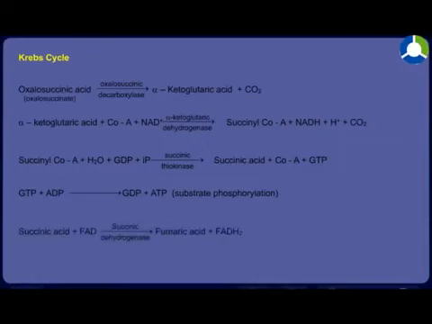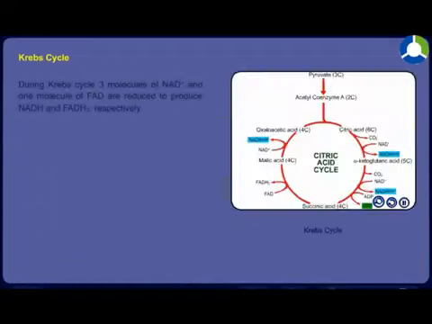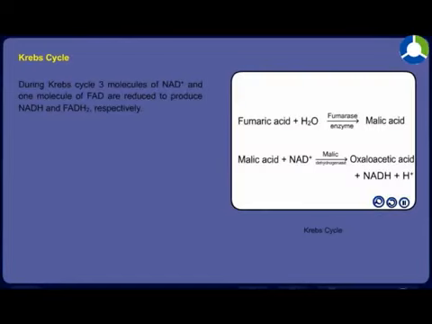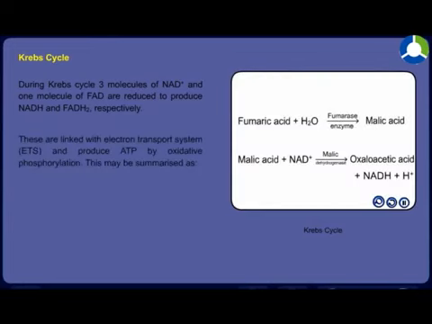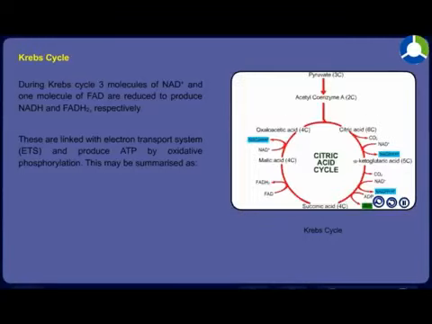Succinic acid reacts with FAD in presence of succinic dehydrogenase to produce fumaric acid and FADH2. During Krebs cycle, 3 molecules of NAD positive and 1 molecule of FAD are reduced to produce NADH and FADH2 respectively. These are linked with electron transport system, ETS, and produce ATP by oxidative phosphorylation.